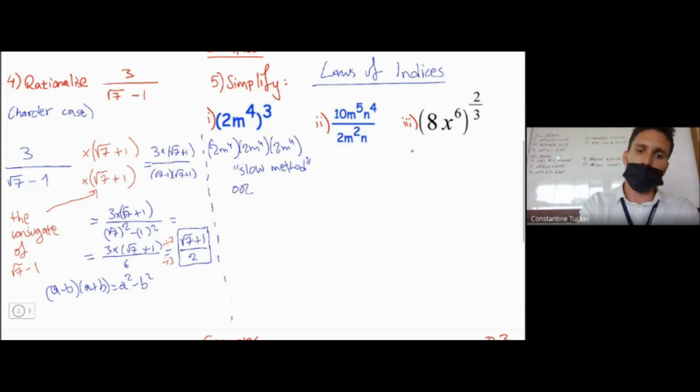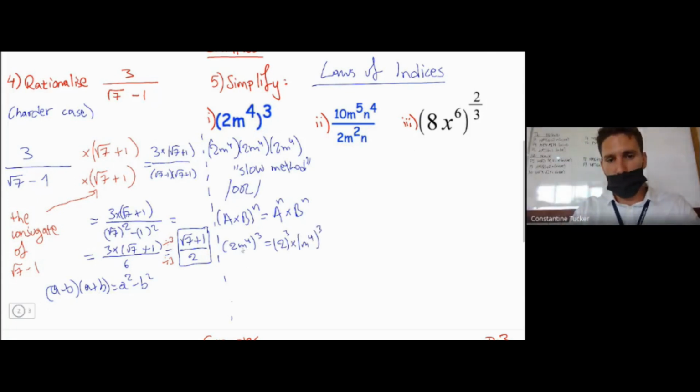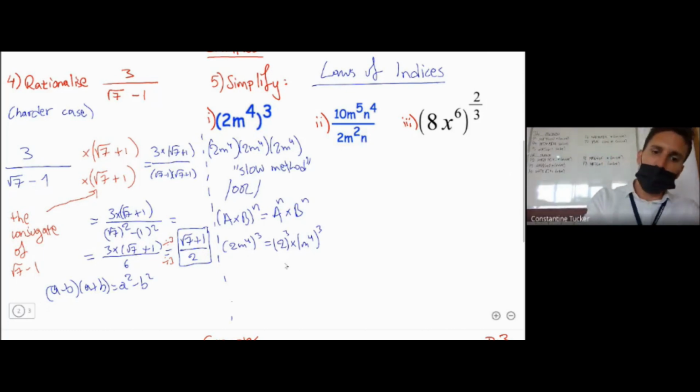I would recommend the other method, which basically says if you have two things multiplied and raised to the power of n, then that is a to the power of n times b to the power of n. So in this case, 2m to the power of 4 and all that to the power of 3 is equal to 2 to the power of 3 times m to the power of 4 to the power of 3. So this is my A, this is my B. So what do I get from that?